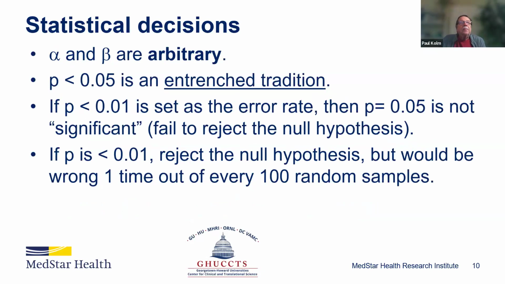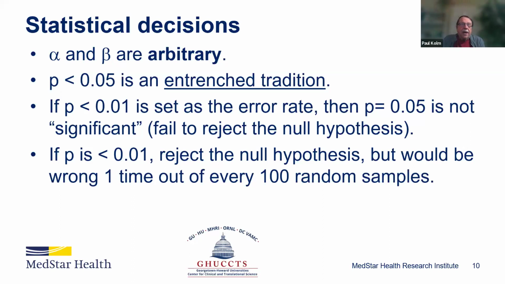So one thing that we need to understand is that both alpha and beta are arbitrary. The 0.05 has become an entrenched tradition, and so virtually every research article, medical research article you see uses 0.05 as the cutoff for statistical significance or not significance. However, if we set something else like p being less than 0.01, then if you got a p-value of 0.05, that would not be statistically significant. In other words, you would fail to reject the null hypothesis.